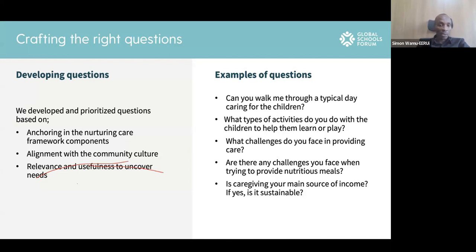Also about nutrition, which is part of the nurturing care components, we wanted to understand how they provide nutrition to the children under their care, in terms of how many meals they provide a day or within the time they have the children. We also wanted to understand the kind of foods they provided, whether balanced or not. And for the economic part, we wanted to understand whether caregiving was the main source of income, and if so, whether it was sustaining them throughout the month.